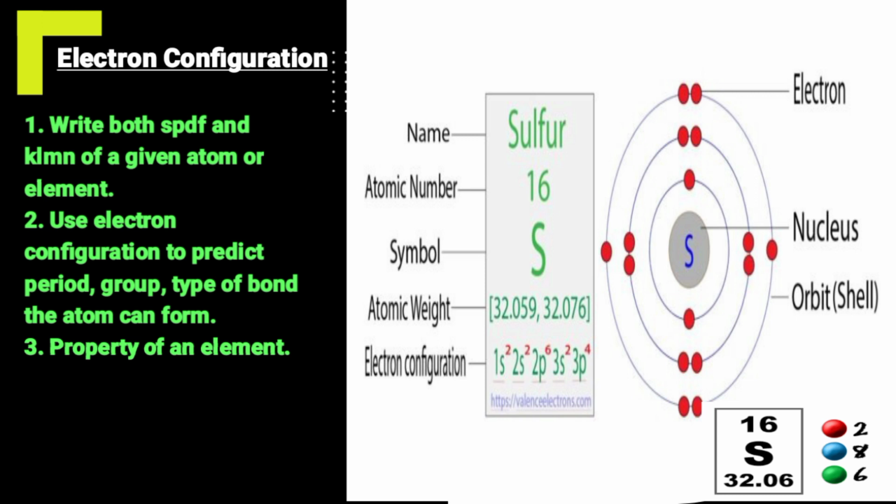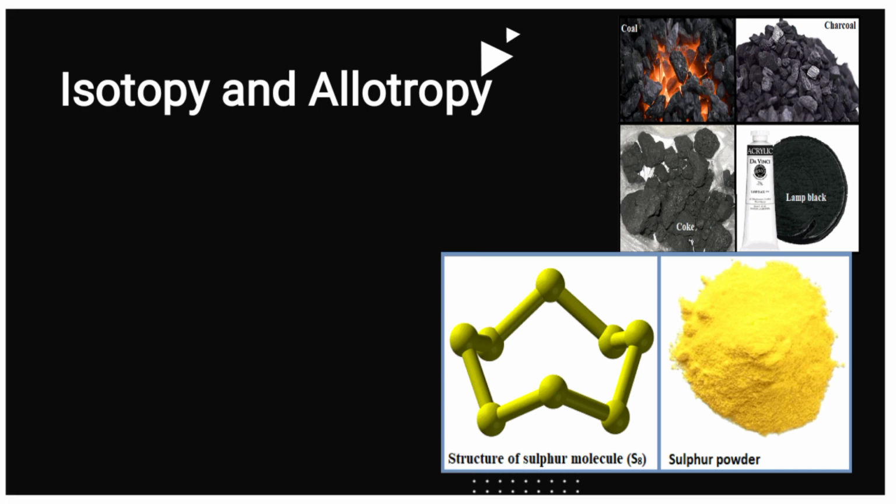So we can call them non-metals, because metals are those elements that are able to release electrons when they form ions, whereas non-metals accept electrons when they form ions. So you need to know these little things and more. You also need to know isotopy and allotropy. It is very, very important.